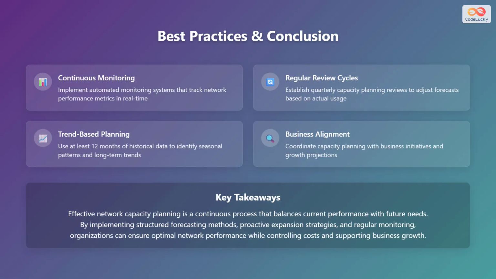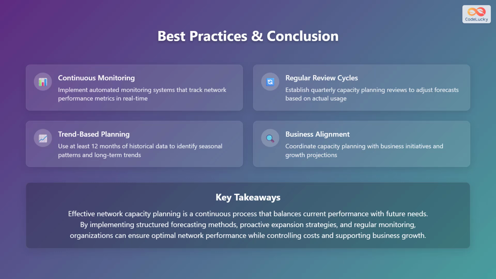To conclude, let's review some best practices for network capacity planning. Implement continuous monitoring systems to track network performance metrics in real time. Establish regular review cycles to adjust forecasts based on actual usage. Utilize trend-based planning by using at least 12 months of historical data to identify seasonal patterns and long-term trends. Coordinate capacity planning with business initiatives and growth projections.